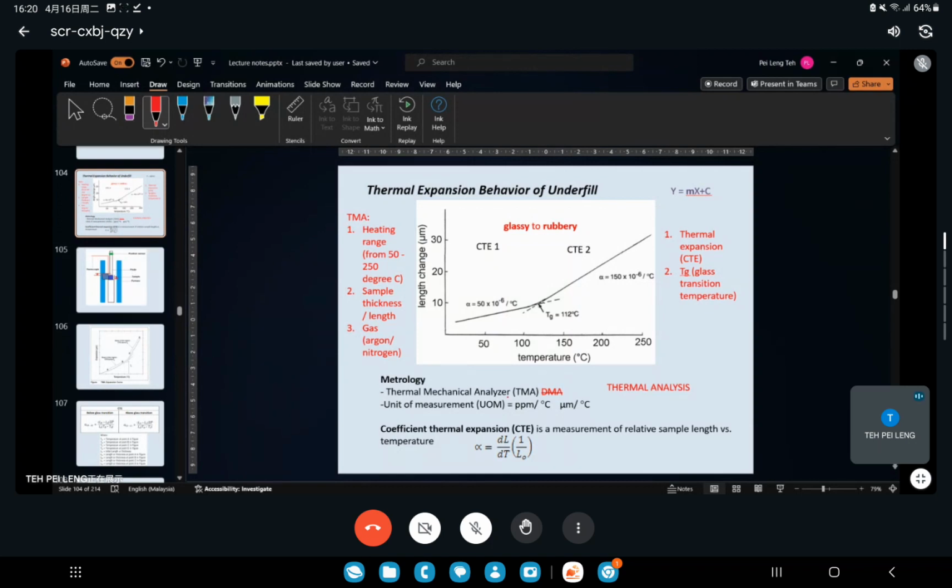Up to here, can you understand or not? This is not inside your lecture notes. If you want, you can take a snap.